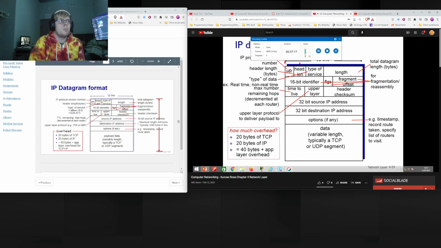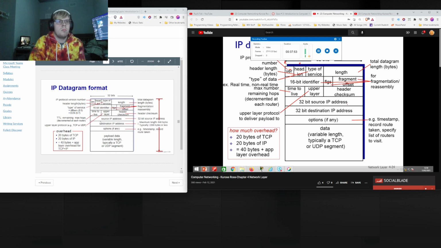Length tells us the total length of the datagram including the header, right? So header length and length: header length tells us the length of the header, whereas length tells us the total size of the datagram. So this is the total length of the IP datagram. It tells us header size plus data, measured in bytes.